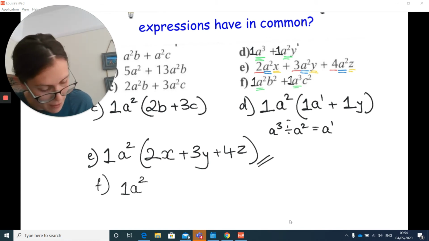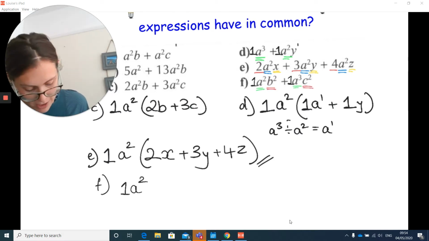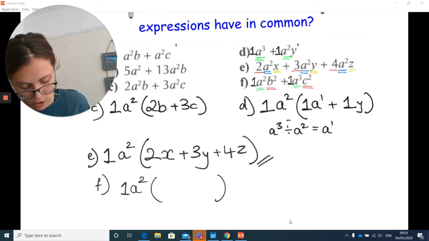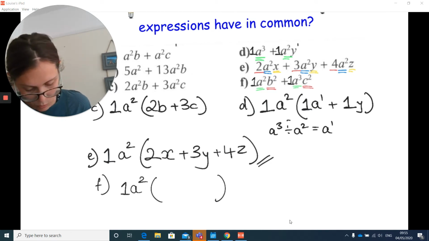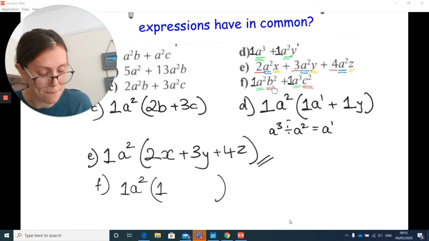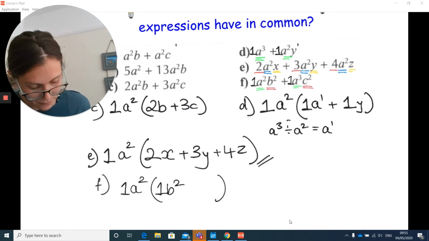And then you've got a B squared and a C squared. Different letters, can't take them out. So now let's open our bracket and start the division. So we start the division with 1 divided by 1, which is 1. A squared divided by A squared, which we don't need to write. And B squared, there's no B to divide it by, so the B squared stays there.